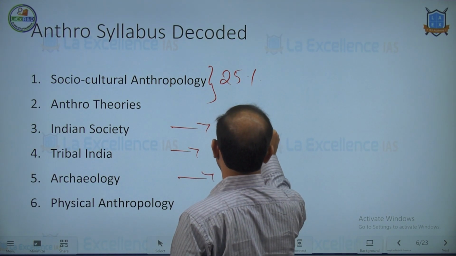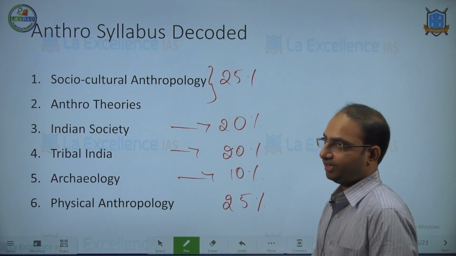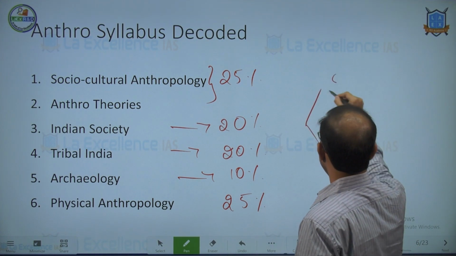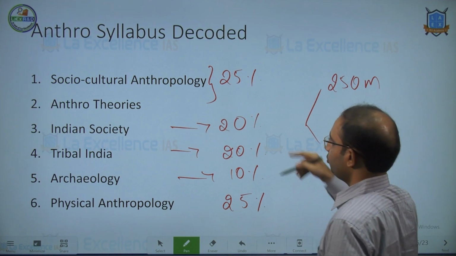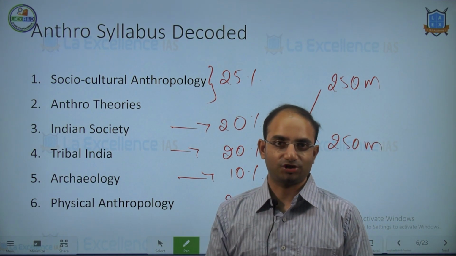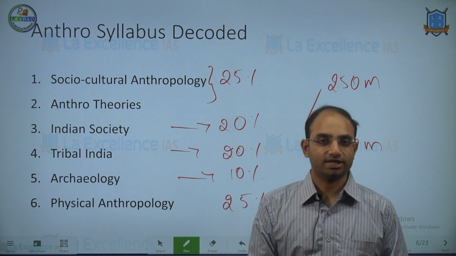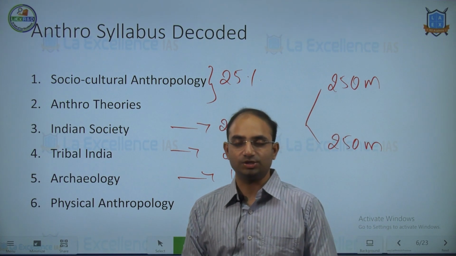archaeology is about 10%. In terms of examination weightage, so we have 2 papers, each paper is 250 marks, and in terms of weightage, this is how we can understand each paper. So I hope this helps you understand the syllabus in an easy and simplified structure.